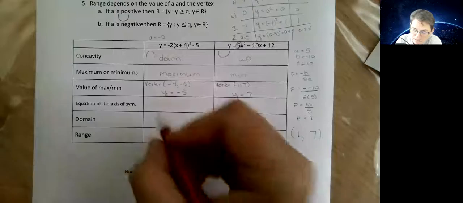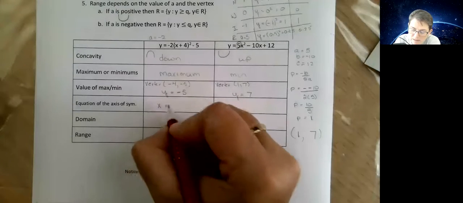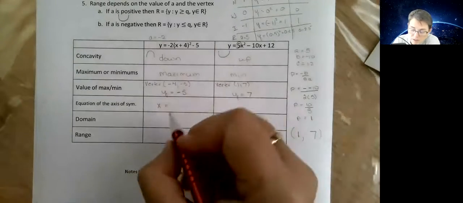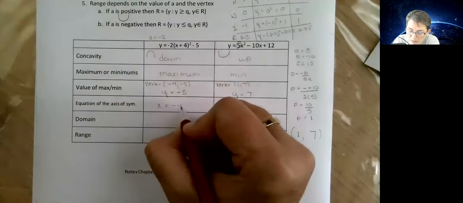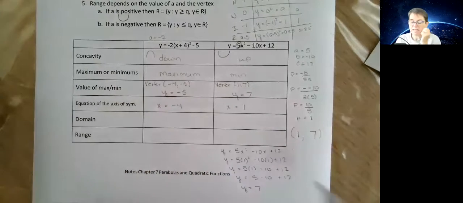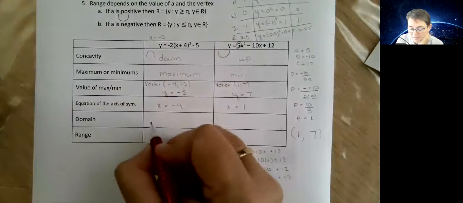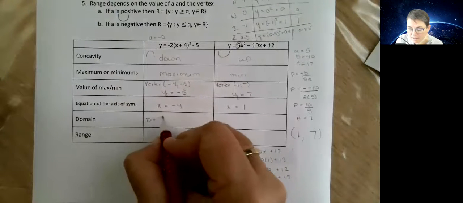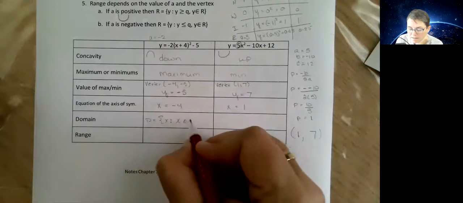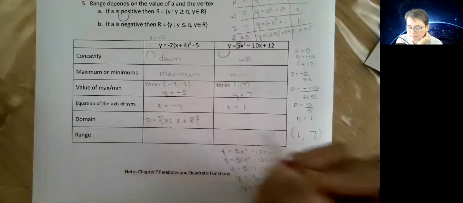Now the axis of symmetry is always going to be x equals. And you just look there, because the axis of symmetry always goes through the vertex. So minus 4, x is equal to 1. Domain, yeah, no brainer. Domain such that x is an element of real numbers.